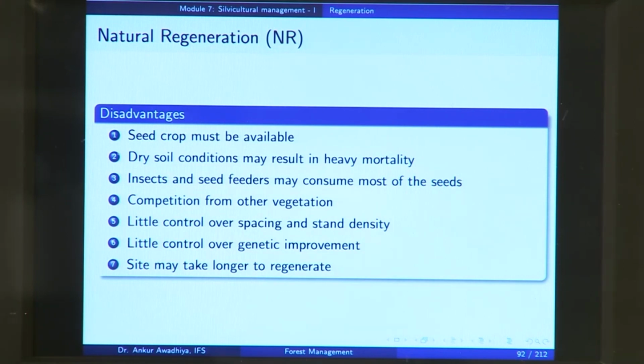And there have also been cases where the foresters went for natural regeneration, but were unable to regenerate the site.